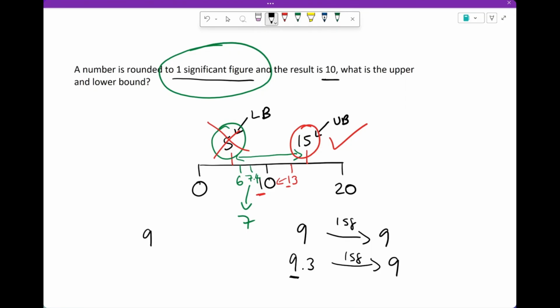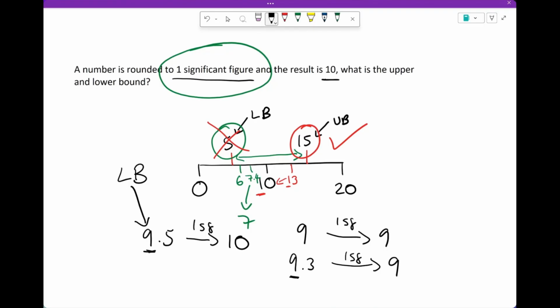So let's go with 9.5. If I round that to one significant figure, the 9 is the first significant figure, the 5 is 5 or above, so we're going to round up, and we would get 10. So it appears 9.5 is actually the first value for which we are going to round up to 10. So it appears that 9.5 should actually be our lower bound in this scenario.